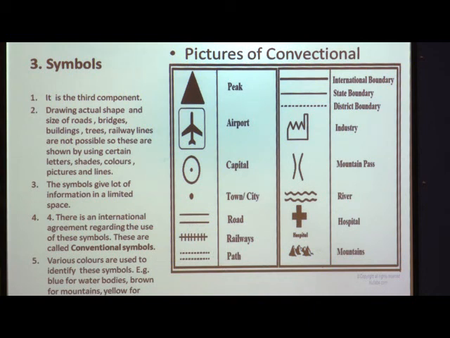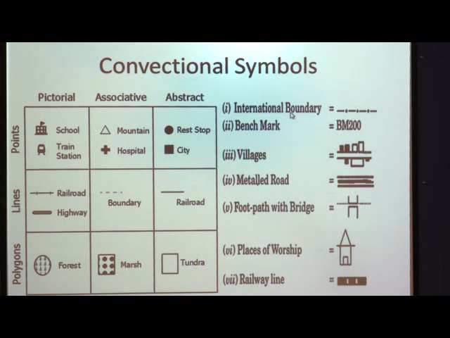A thick line drawn shows the international boundaries. A thin line drawn is used to show state boundaries, and if you want to show a district boundary, then you have to use this dash dash dash dash. Okay. So these are some pictures of conventional symbols. Again these are a few more symbols. You will get them in your textbook also. Places of worship, footpath, villages, railway lines.